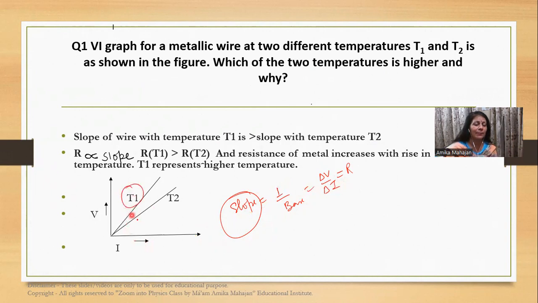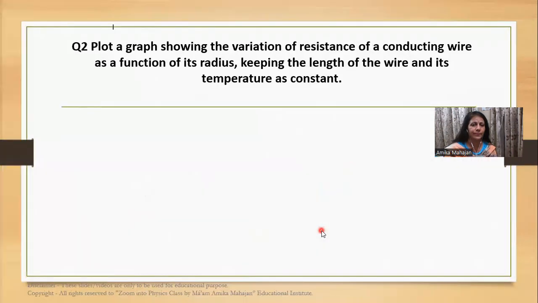Here, the wire with temperature T1 has more slope as compared to the wire with temperature T2. So the resistance of the wire at T1 will be more than that at temperature T2, and we know that in case of metals, more temperature means more resistance. Therefore, T1 represents the higher temperature.